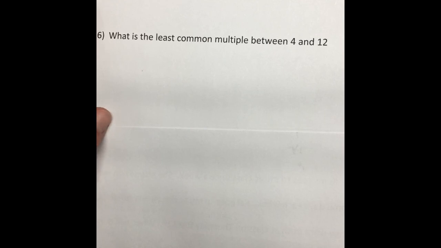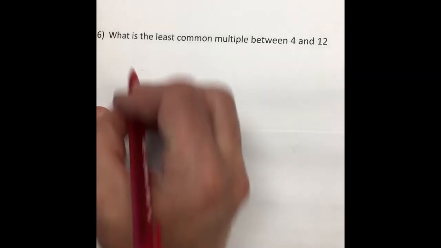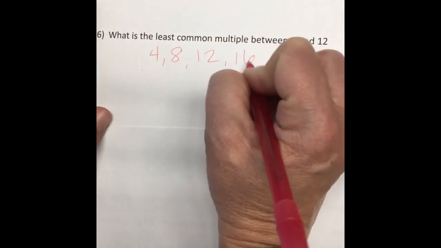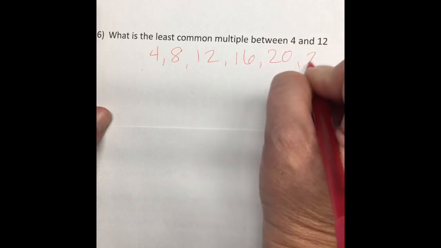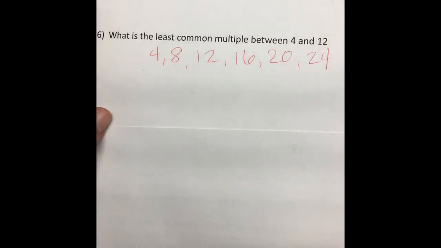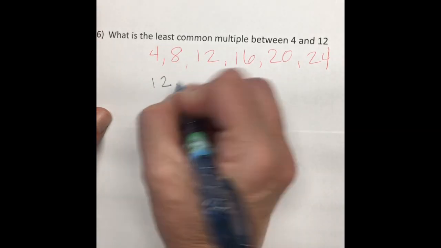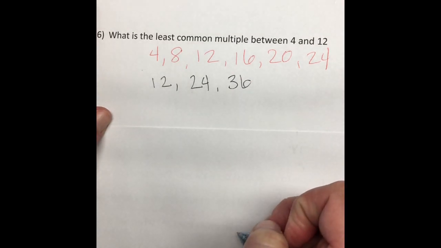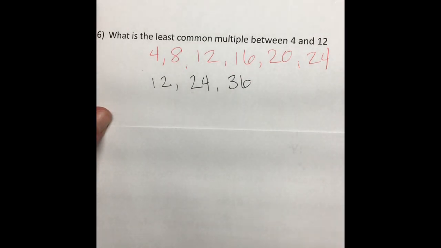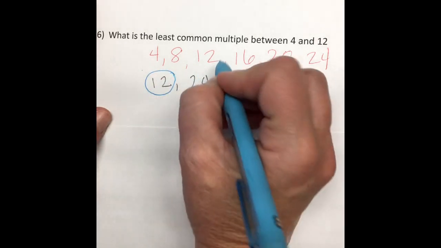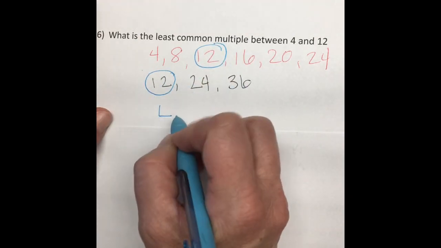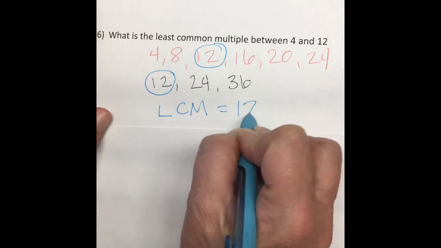So for instance, what is the least common multiple of 4 and 12? Well, I could skip count. 4, 8, 12, 16, 20, 24. Then I could do the same for 12. Multiples of 12, 12, 24, 36. Oh, but I already see the smallest or the least common multiple. And so 12 is going to be the least that they have in common. And we would write that as the LCM equals 12.